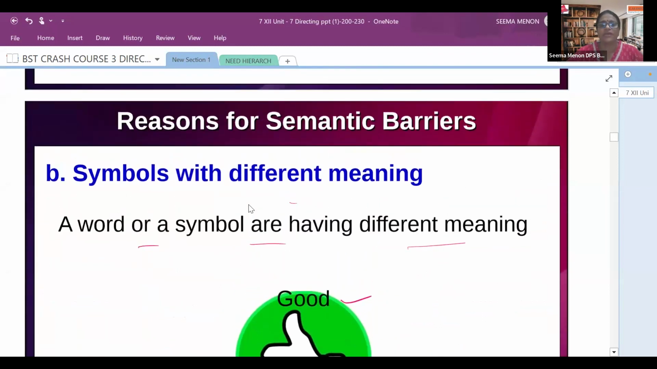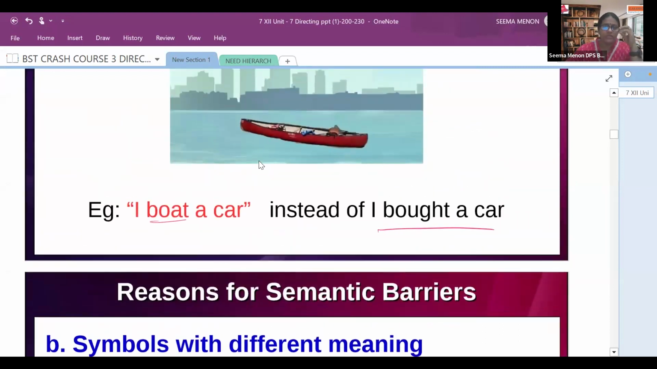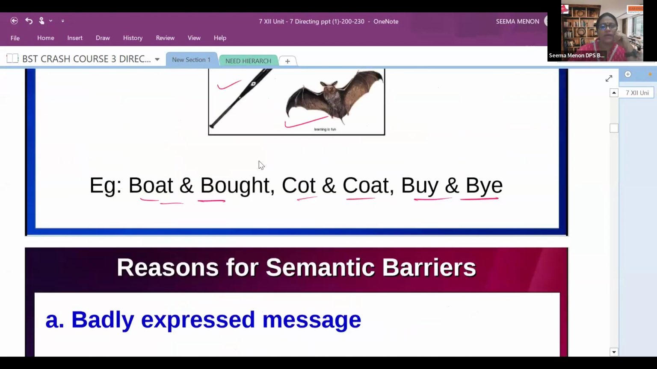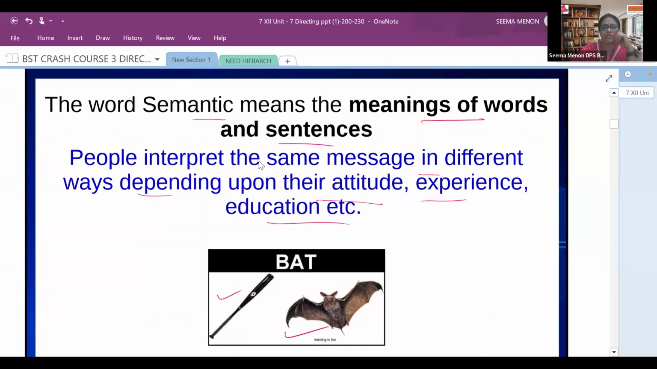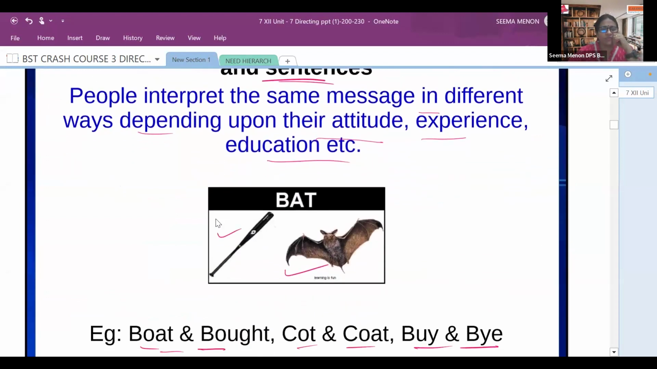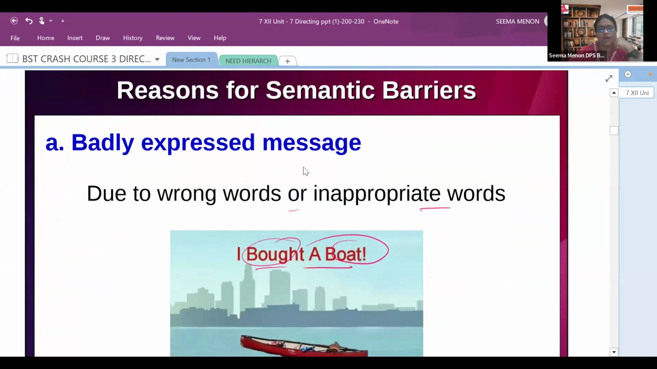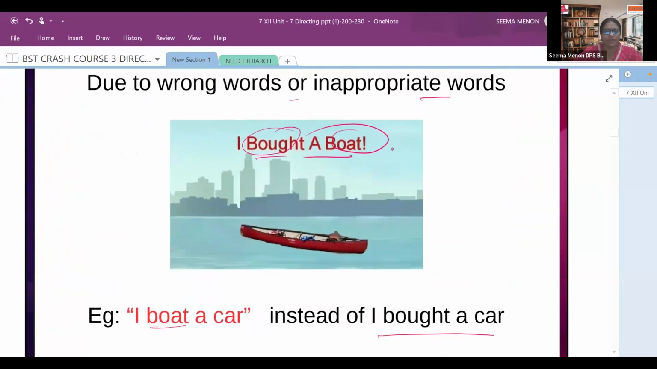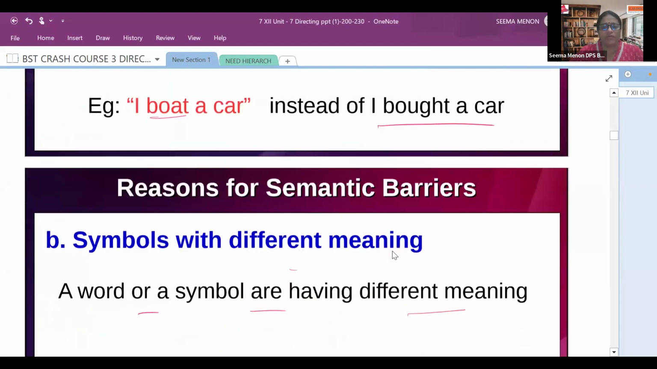What are the barriers to effective communication? The first one is semantic barriers. What is the meaning of semantic barriers? That means we are not able to understand the meaning of a word or sentence. The first one is the badly expressed message. I am sending a message to someone, but instead of "I bought a car" I write "I bought a boat." So that way we get confusion.